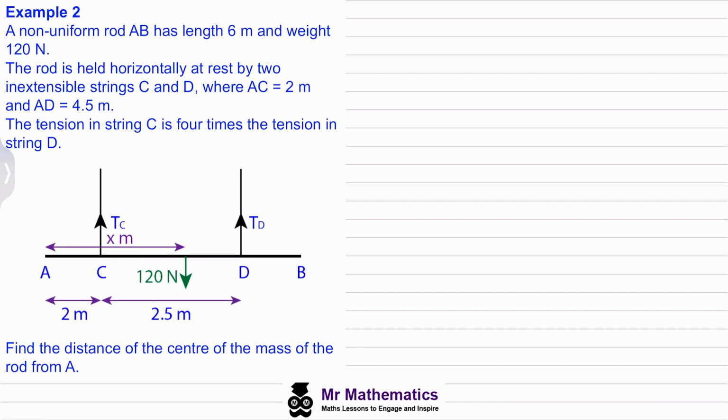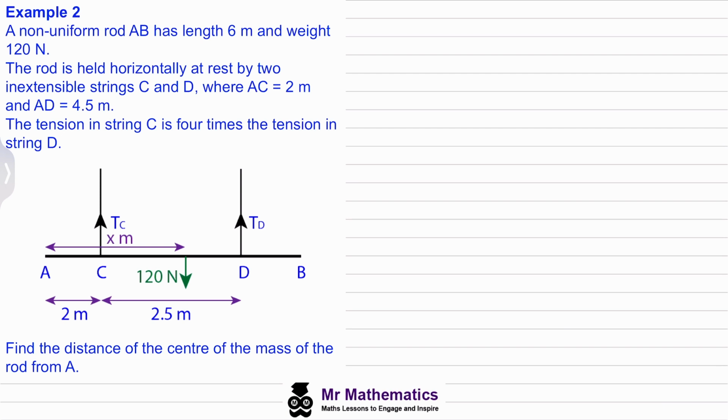In example 2, we're given a non-uniform rod AB of length 6 meters and weight 120 newtons. The rod is held horizontally at rest by two inextensible strings, C and D, where AC is 2 meters and AD is 4.5 meters. The tension in string C is 4 times the tension in string D. We've been asked to work out the distance of the centre of mass of the rod from A, the length marked X. Perhaps you want to try this question yourself. You can pause the video, and when you come back, we'll go through the worked solution.